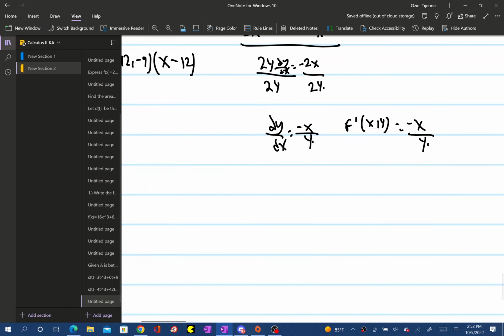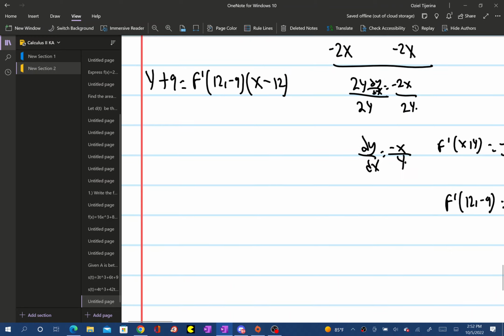So if we say f prime of (12, negative 9), we're going to get negative 12 over negative 9, which is equal to, the negatives cancel out, you divide by 3 top and bottom, you get 4 over 3. So it's going to be y plus 9 equals 4/3 times x minus 12. And they want it in slope-intercept form.